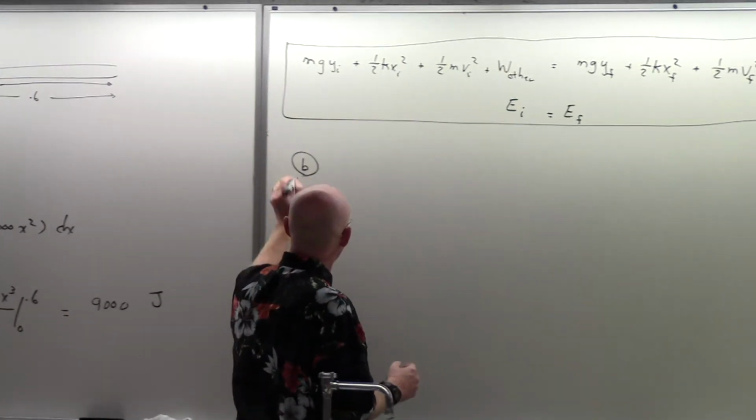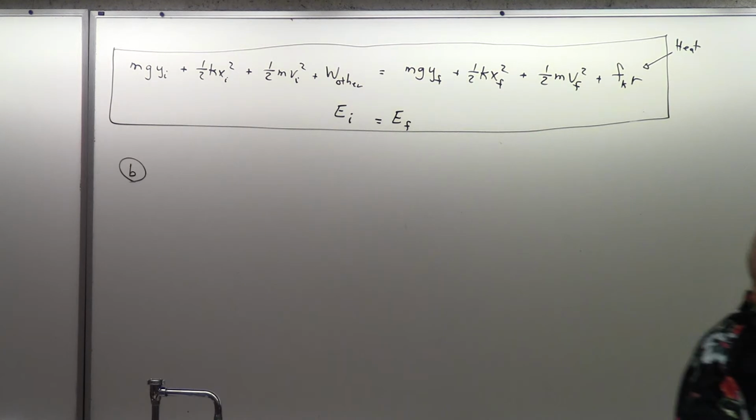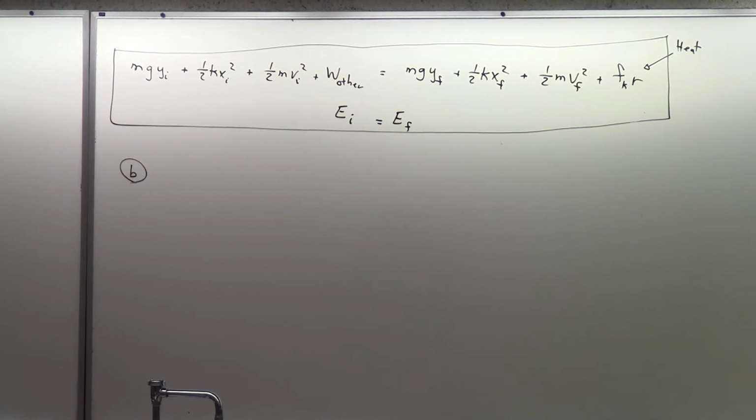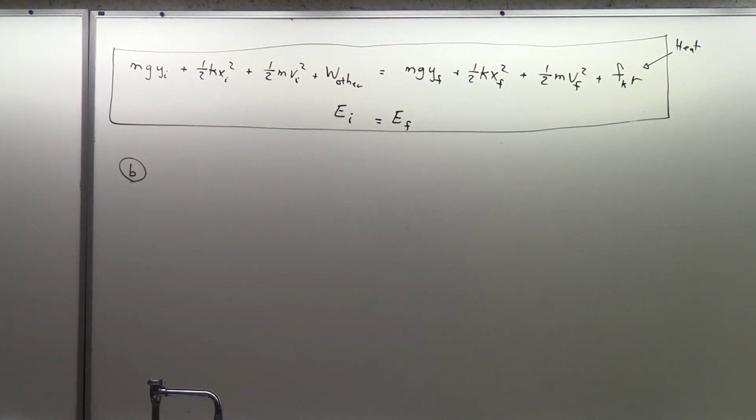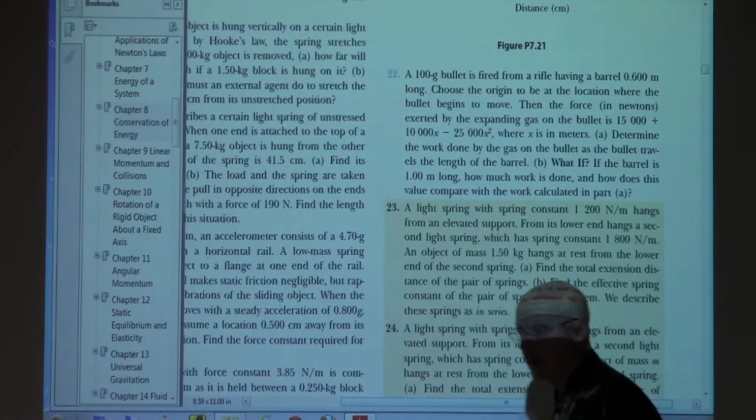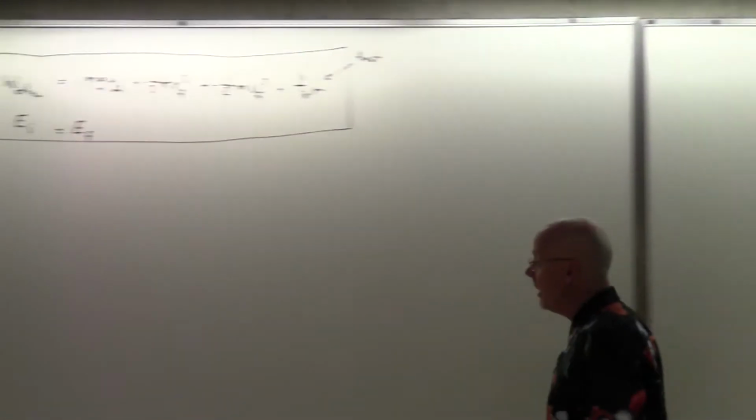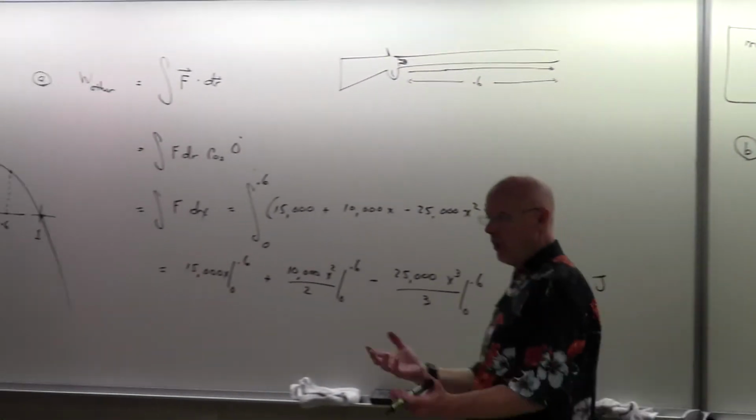I think B has the next part of this. B says, okay, now what if the barrel was longer, 1 meter long? Oh, good. We've kind of already talked about that. How much work would be done? And compare it to A. I think you would agree that it would be more work.